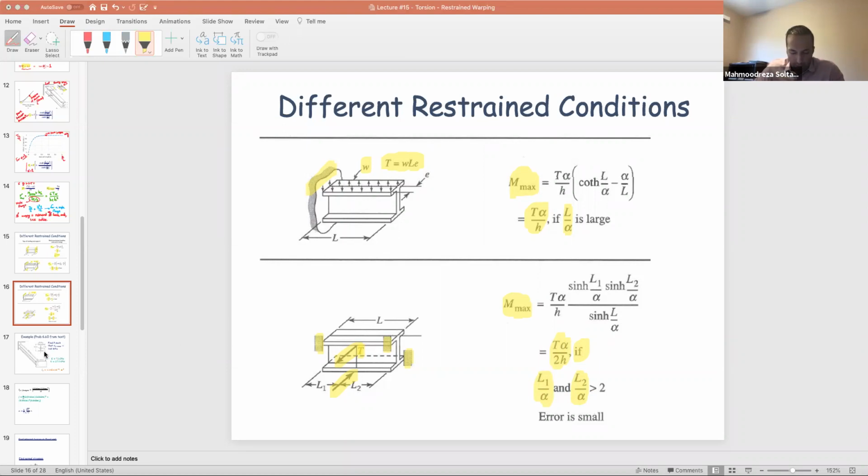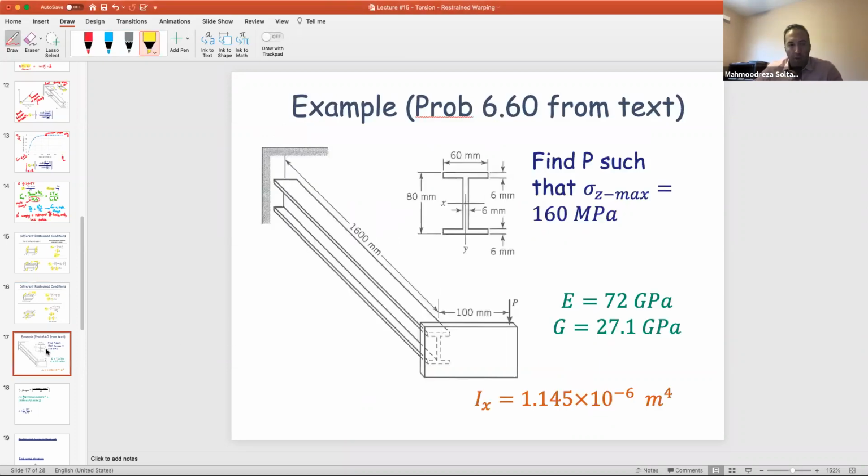Now, let's look at an example here. This example is 6.60 from your text, so let's make sure that you have an understanding of it. In this problem, you're having a force applied with eccentricity, and the length of the member is 1600 millimeters. This arm is 100 millimeters, right? We are asked to find the P such that the maximum normal stress is 160 megapascal in the Z direction.